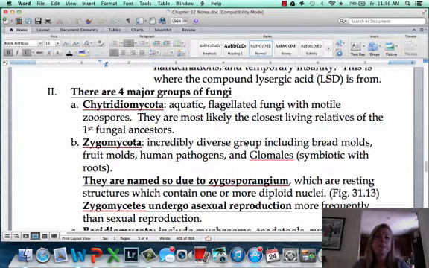So there are going to be four major phyla as far as fungus goes. The first one is called Chytridiomycota. And Chytridiomycota is thought to be the first fungus that ever evolved.